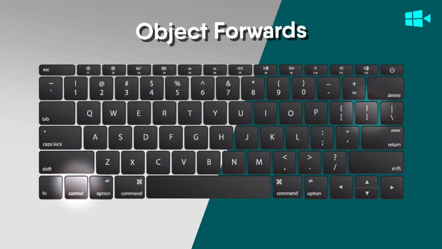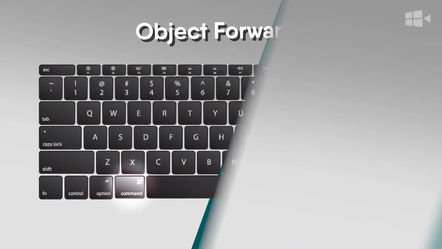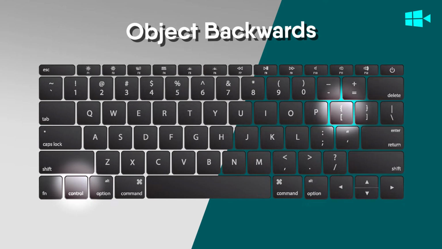The shortkey to move an object forward is Ctrl-Command right bracket. And to move an object backwards, you need to press Ctrl-Command left bracket.